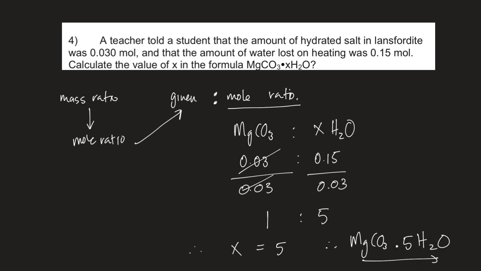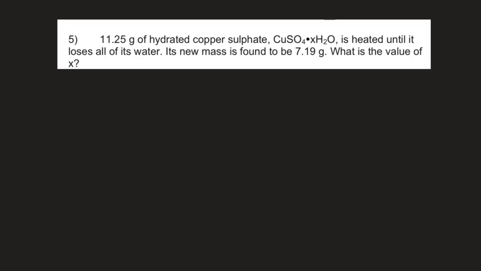Alright, 11.25 grams of hydrated copper sulfate, CuSO4.xH2O, is heated until it loses all of its water. Its new mass is found to be 7.19 grams. What is the value of X? Alright, so this is something we've done before. Try and do this one by yourself. Pause the video, press play when you're done. Okay?